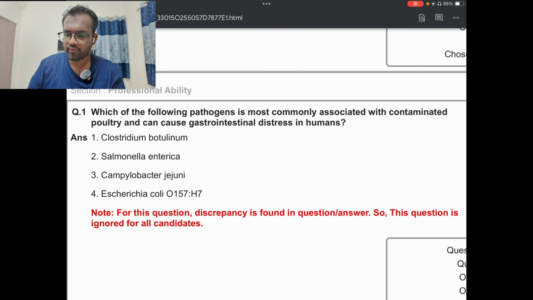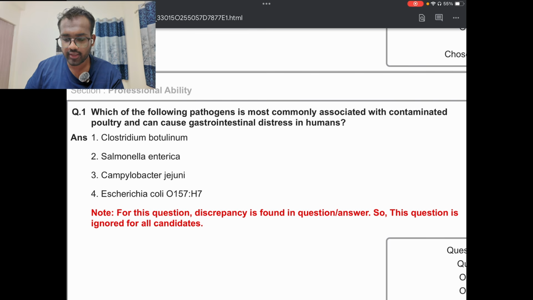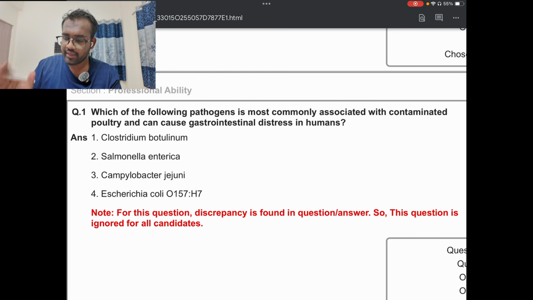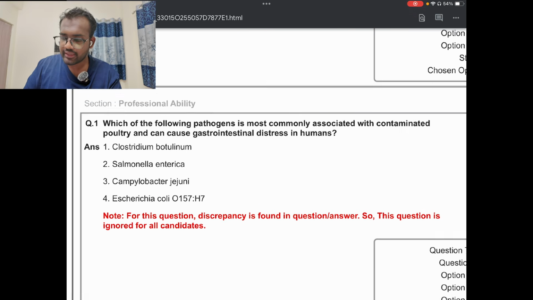They have given which of the following. So they have given which of the following pathogens is most commonly associated with contaminated poultry and can cause gastrointestinal distress in humans. Here Salmonella and Campylobacter jejuni both are the answer, but the main answer is Campylobacter jejuni, which I have ticked before. And before this final PDF, they had given one answer sheet before the results. So in that, Campylobacter is the right answer. But in some cases, Salmonella is also a correct answer. So they have removed the question itself.